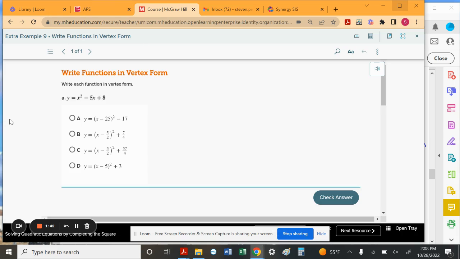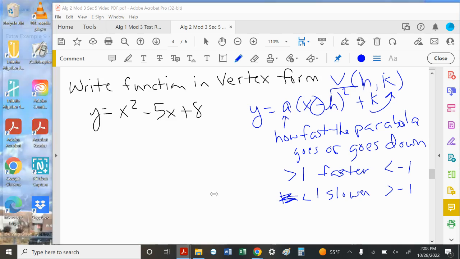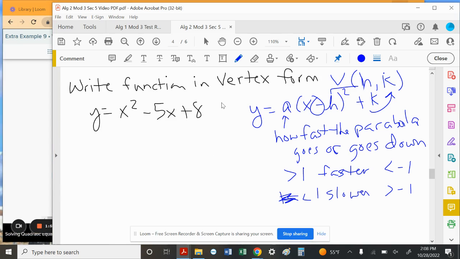So in this problem, we have x squared minus 5x plus 8. We want to use completing the square to put it into that correct form. When we were doing the last problems, the equation equaled 0, so we would move the 8 to the other side and figure out all the different stuff to complete the square. Well, notice we have y on the other side, so we're not going to move it. We're going to leave it alone.